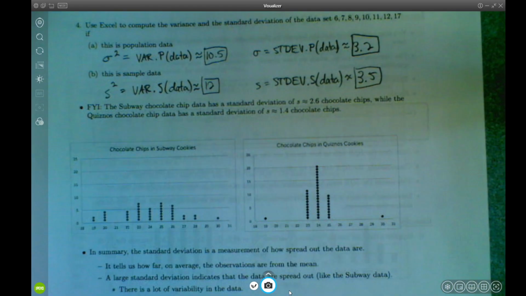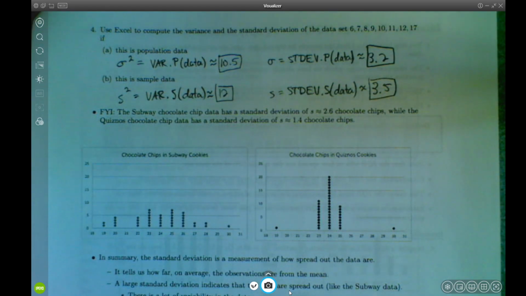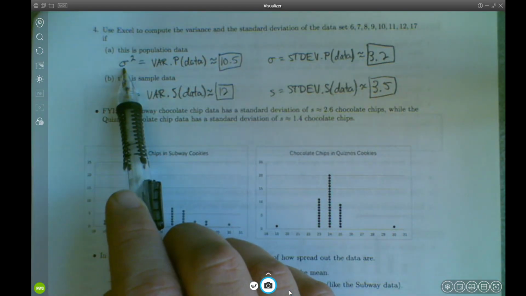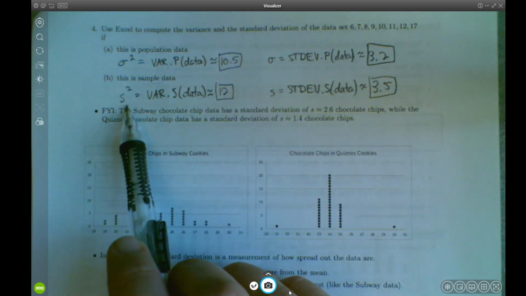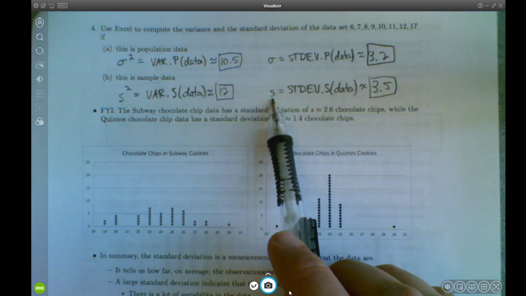Okay, so as you're being asked to compute variances and standard deviations, just be aware of whether the data that you're working with is population data or sample data, because that will affect your answer.